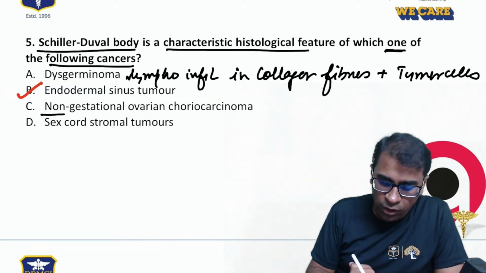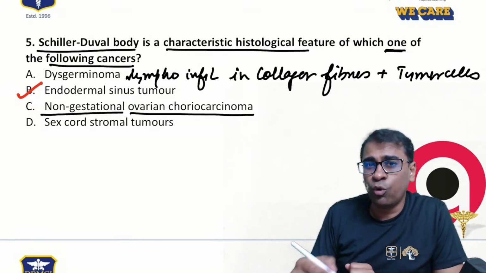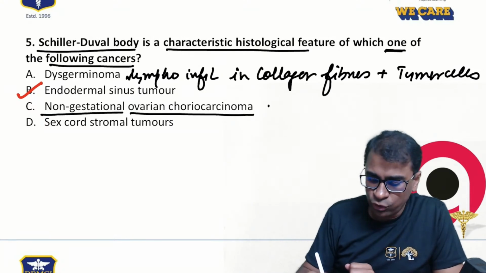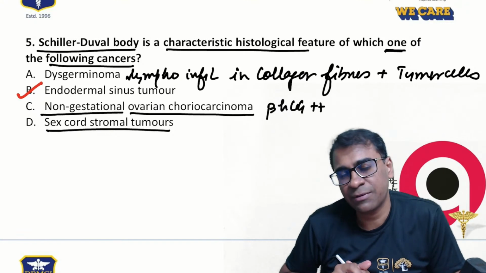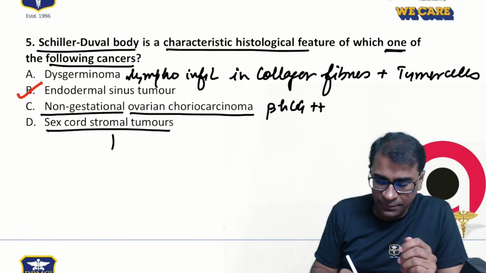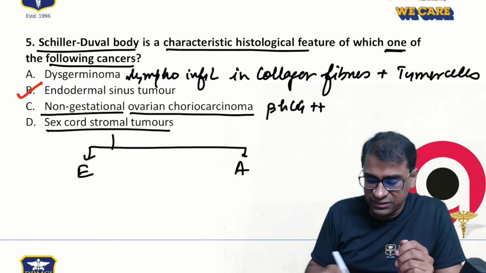Non-gestational ovarian choriocarcinoma will show you chorionic proliferation and very, very high beta HCG. Sex cord stromal tumors are of two types. Remember, one of them can release estrogen and one of them can release androgen.